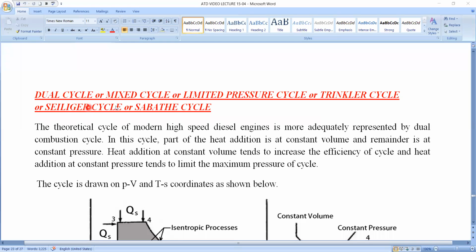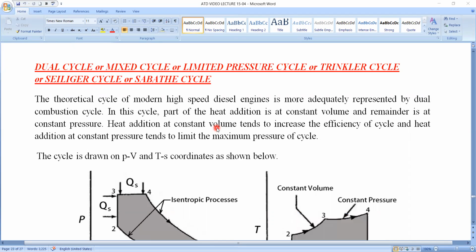The dual cycle is also known as mixed cycle or limited pressure cycle or Trinkler cycle or Sabathe cycle or Savage cycle. In many competitive exams like SSC, railways, and GATE examinations, they ask what is the other name of dual cycle or mixed cycle? So you should remember all the names.